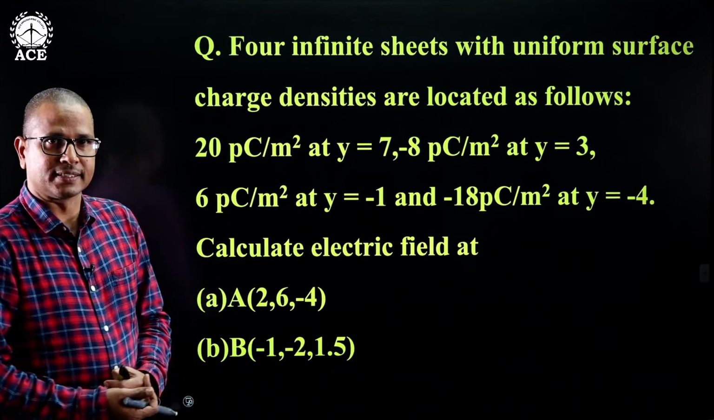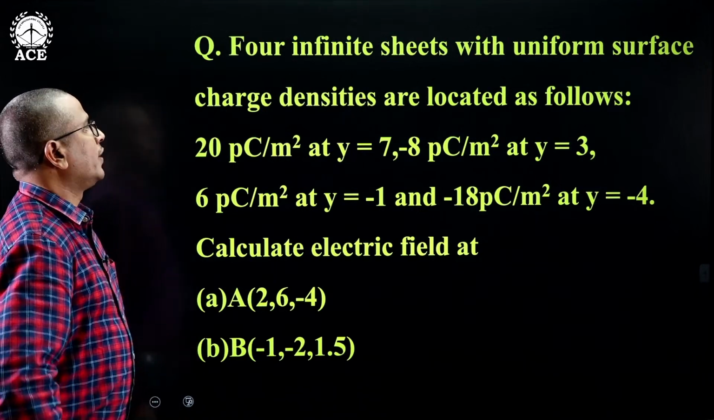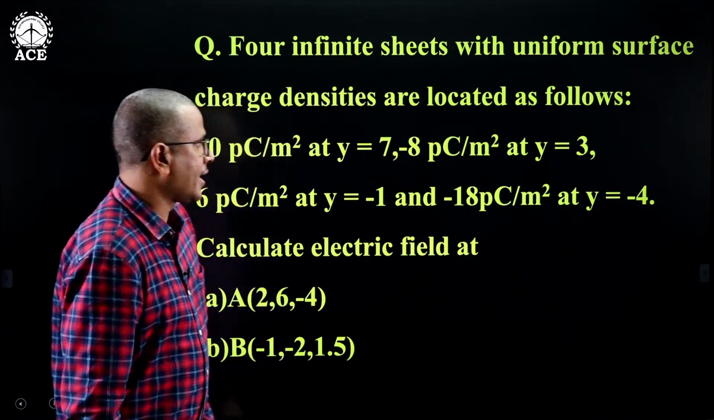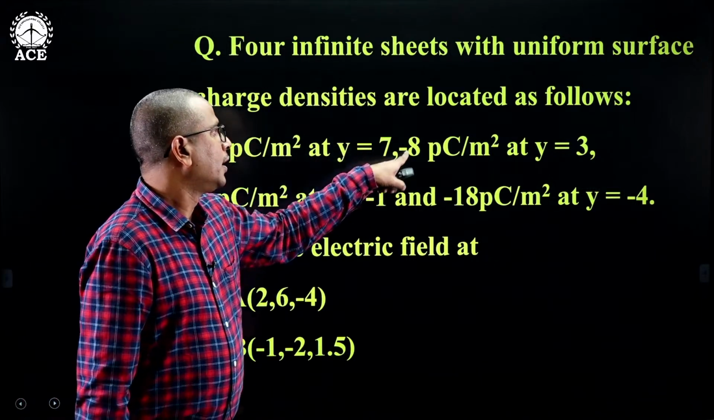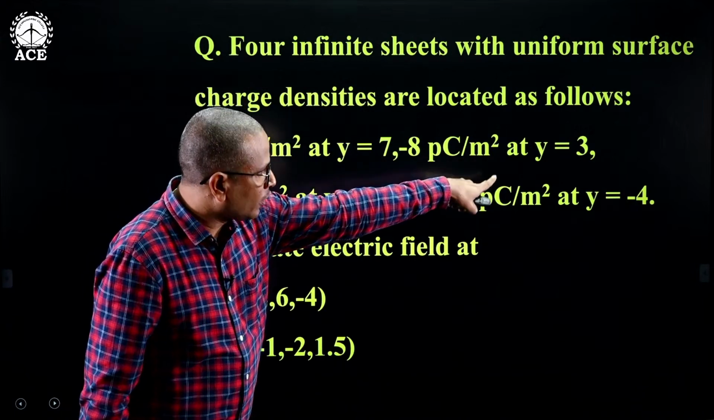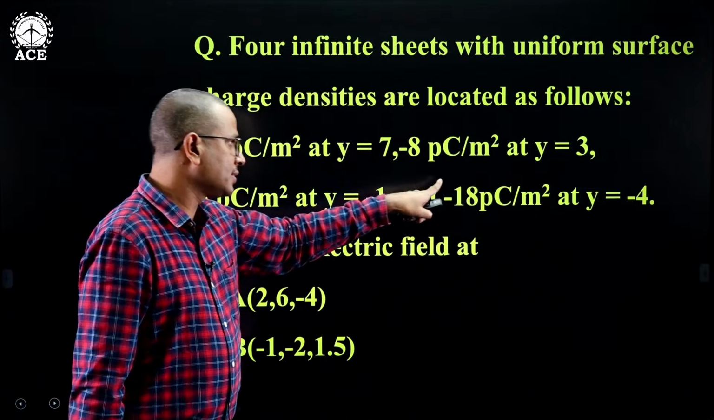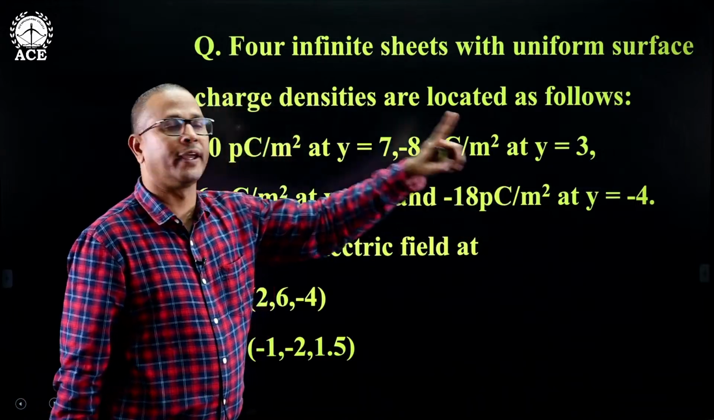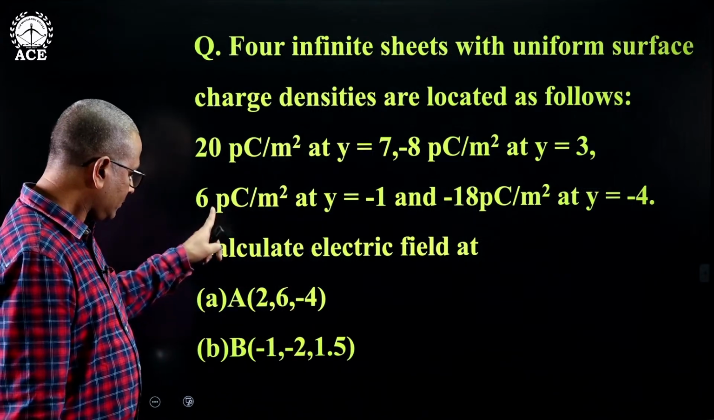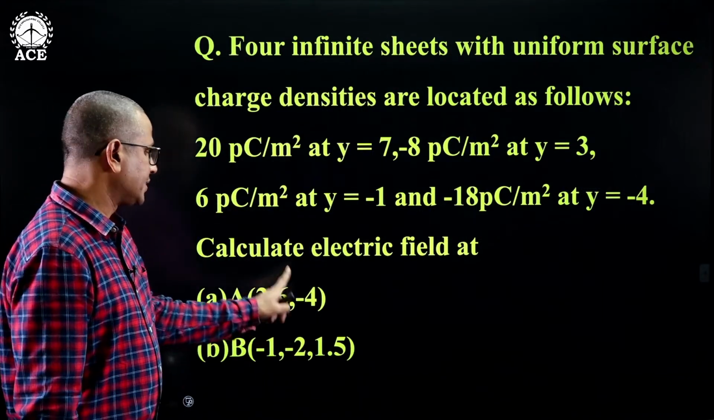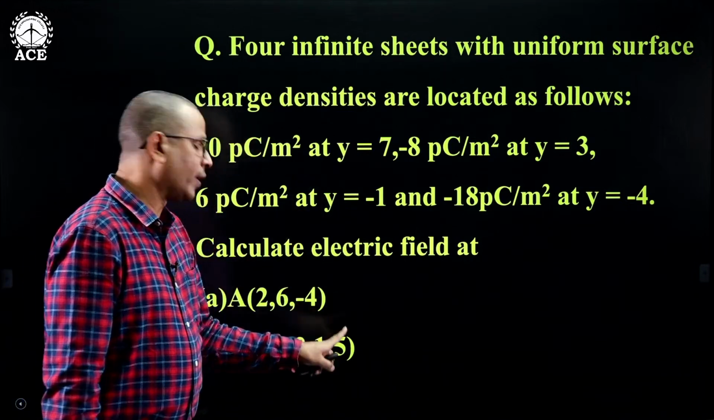We have 4 sheets, dear students. 4 infinite sheets with uniform surface charge densities are located as follows: 20 picocoulomb per meter square at y equal to 7, minus 8 picocoulomb per meter square at y equal to 3, 6 picocoulomb per meter square at y equal to minus 1 and minus 18 picocoulomb per meter square at y equal to minus 4. Calculate the electric field at point A (2, 6, -4) and point B (-1, -2, 1.5).